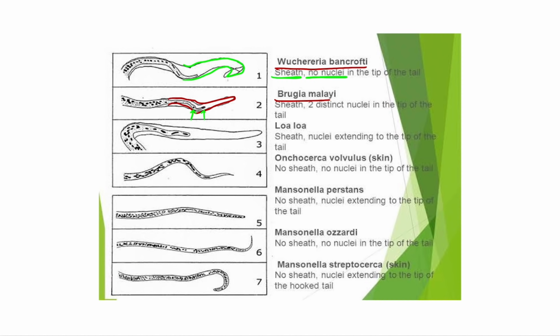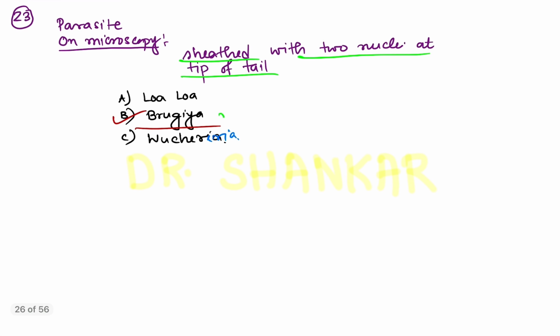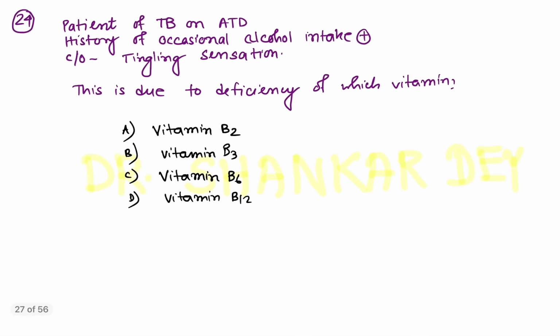Then coming to Loa, in case of Loa, it is also sheathed, but there is presence of multiple nuclei at the tail side. So Loa is different. In this case, the question asks about two distinct nuclei at the tip of the tail. So this is nothing but Brugia malayi. So the answer here is Brugia malayi, with two nuclei at the tip of the tail with sheath.